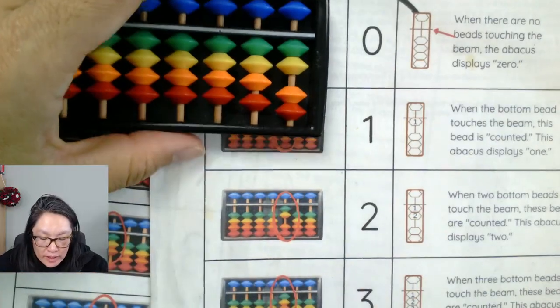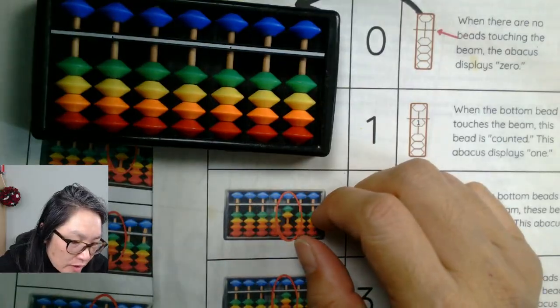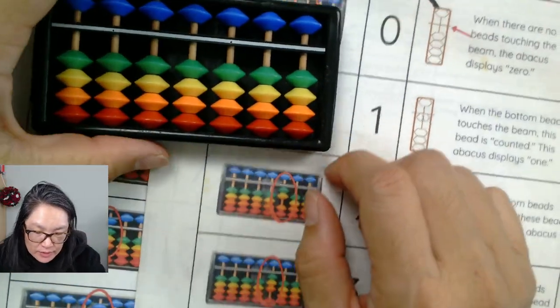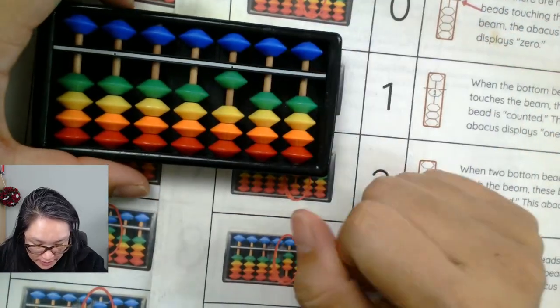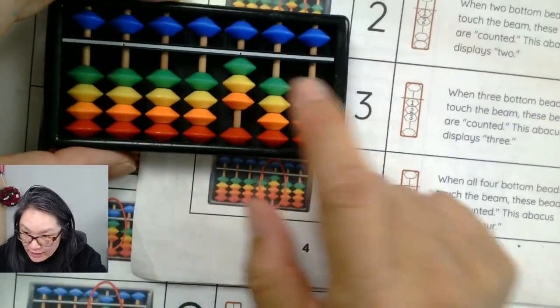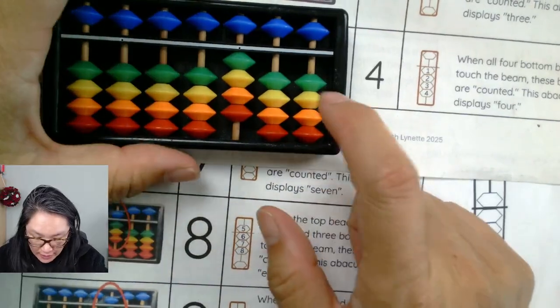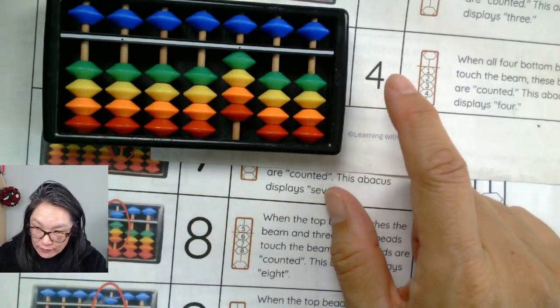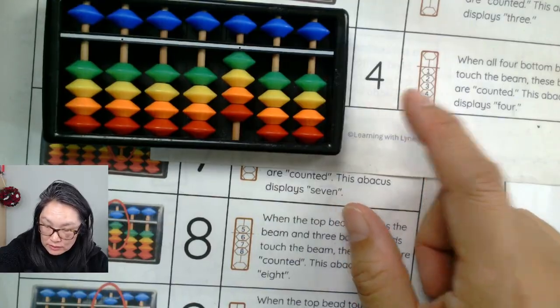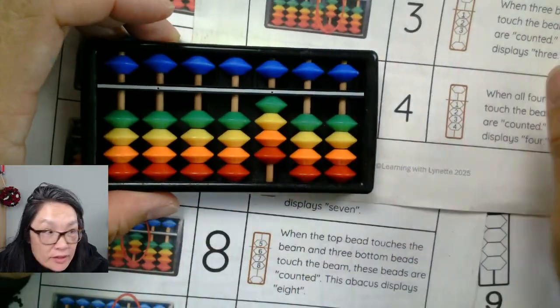What are we doing? We are looking at the abacus. Here is my abacus. What we're doing is we're understanding how to read the abacus. When we read the abacus, we're going to count 1, 2, so this is 2, and then we have 3, this is 3, and then this is 4. This is what 4 looks like, when all the beads are touching this horizontal bar, is now considered 4.